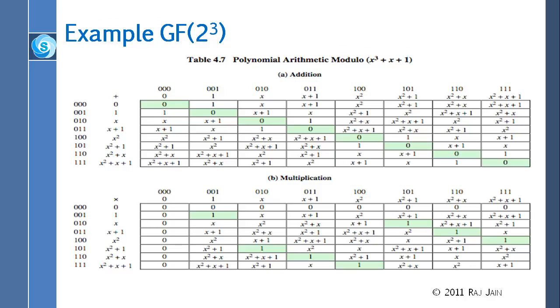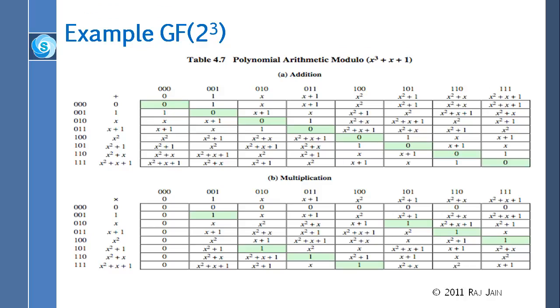Now multiplication. Multiplication may require you to do long multiplication. If you do that, x plus 1 times x plus 1, you get x squared plus 1, just like we did there. If you multiply x squared by x squared plus 1, you get x. Why x? So let's see why you get x. You are multiplying x squared by x squared plus 1.